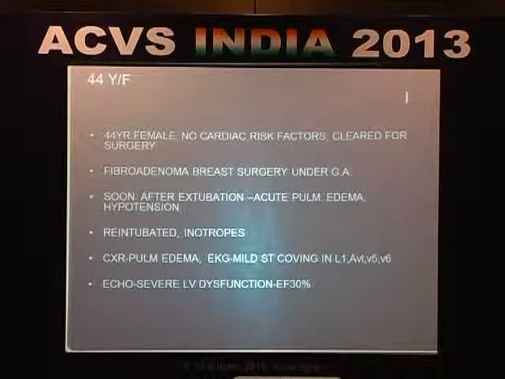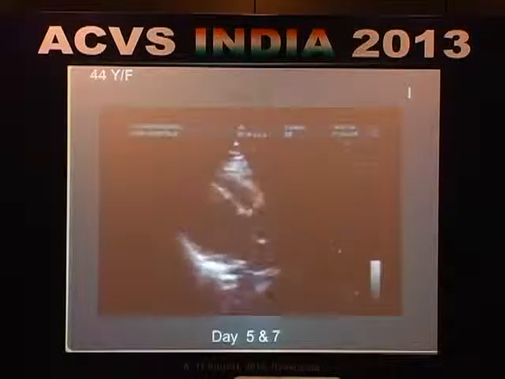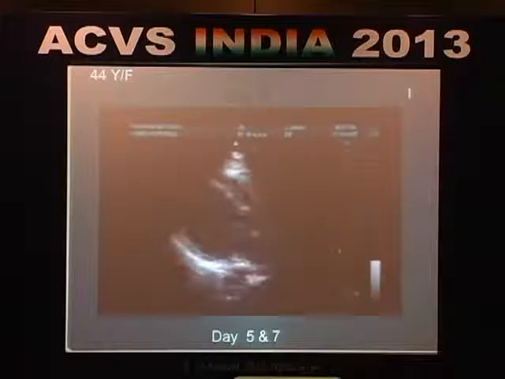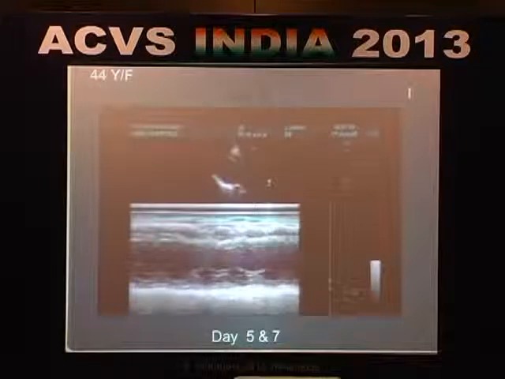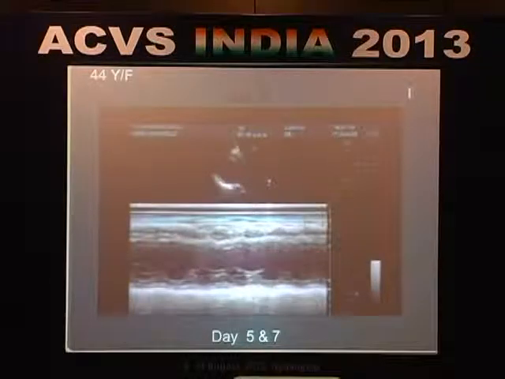All the usual therapies for pulmonary edema and then shock state were given. And an echocardiogram was done. Ejection fraction was 30%. Look at the echocardiogram. Then after this, we did her coronary angiogram because there were massive ECG changes. The coronary angiogram was normal, completely normal.